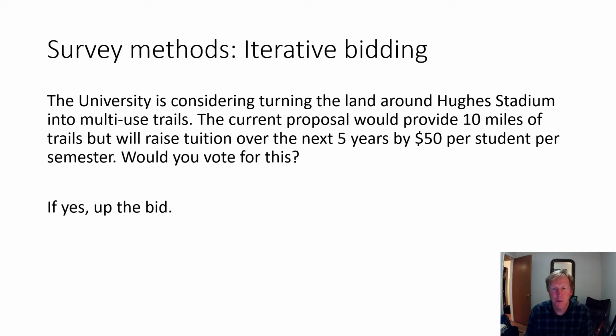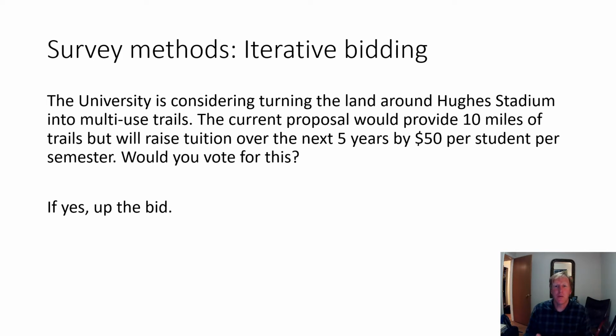So there's a bunch of different ways we do this. One way is called iterative bidding. So there are different types of survey methods. Iterative bidding is the first one, and it goes something like this. So let's say the university is considering turning the land around Hughes Stadium, the old CSU Stadium, into multi-use trails. There's a large swath of land. What are we going to do with it?